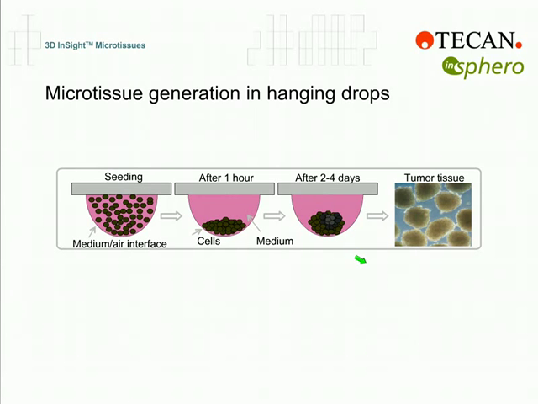And you can also perform co-culture systems. You can mix cells in the hanging drops, or you can preform a microtissue in the hanging drops and then add a second cell type into the droplet to generate co-culture systems.